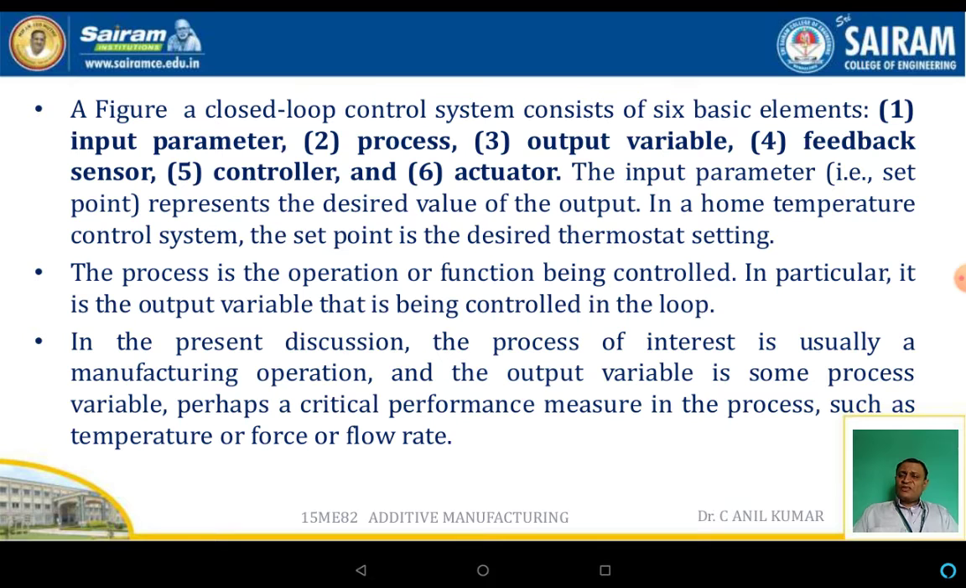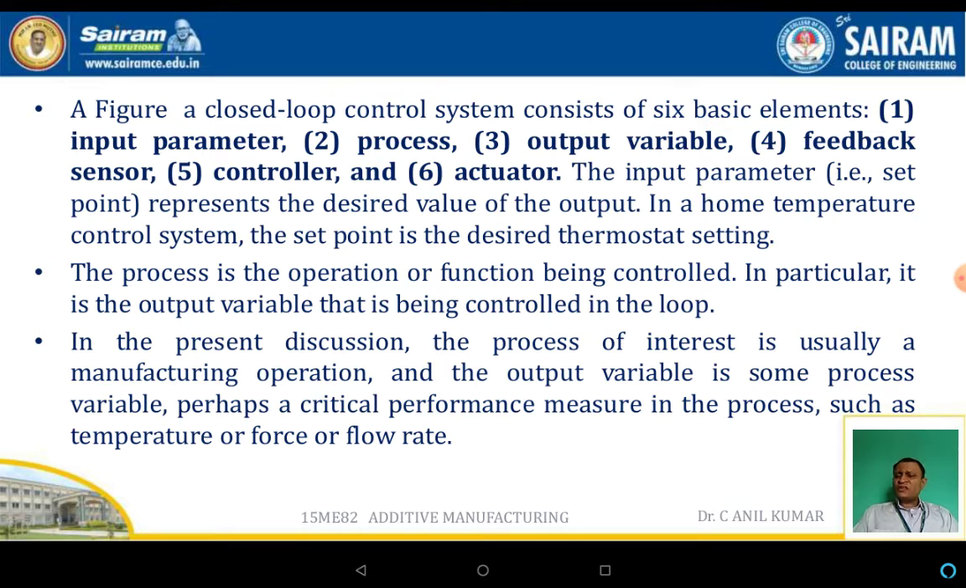Now the basic elements of the system, whether it is a closed loop or an open loop system, are normally the input parameter, the process, the output variable, feedback sensors, controller and actuators. The input parameter represents a desired value of the output. In a home temperature control system, the desired thermostat setting is the input parameter that is controlled, and the output is regulated.